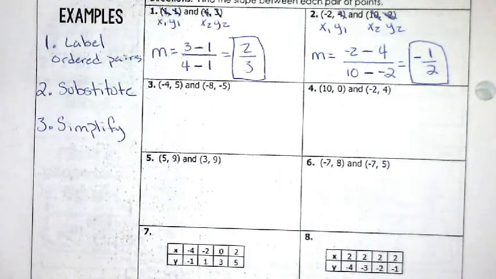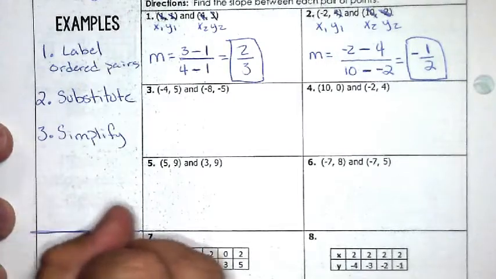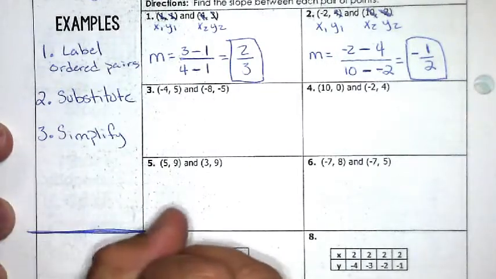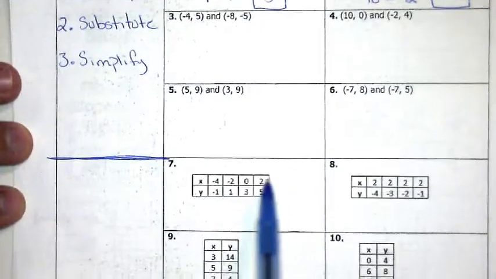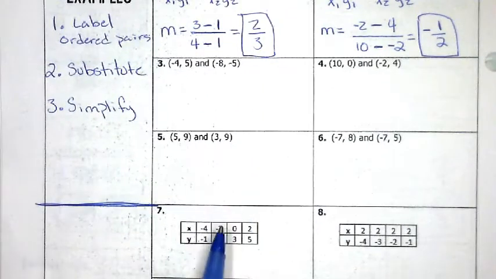All right, we're going to talk about 2 more of the ordered pair versions. Now I'm going to draw a line here because I'm separating 7, 8, 9, and 10 from the ordered pairs. The table is a little bit different. All right.